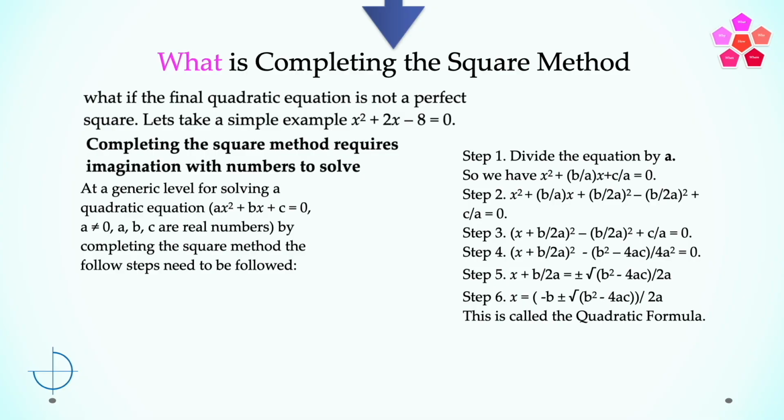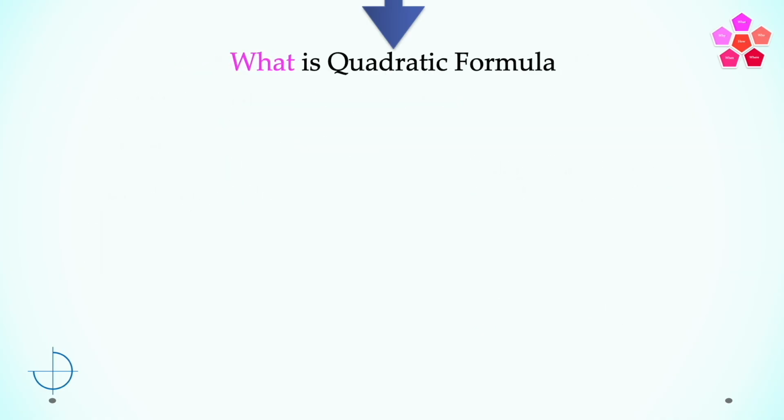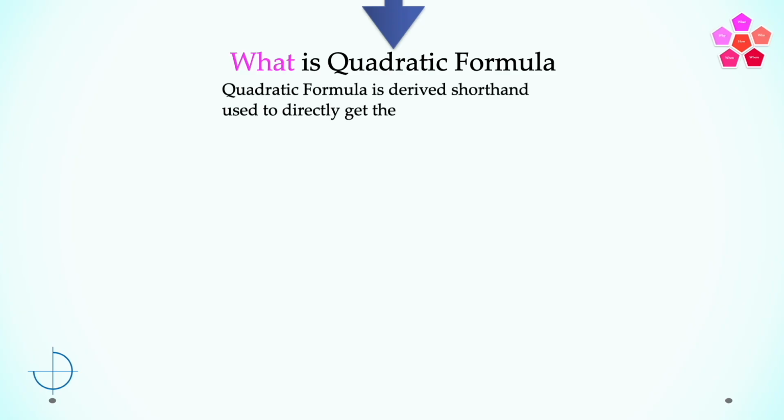This is how you can arrive at the quadratic formula if somebody asks you to prove how to arrive at it. So, the next logical question is, what is the quadratic formula? The quadratic formula is the derived shorthand used to directly get the possible roots of the equation. In general, when no other method works, this method will work.